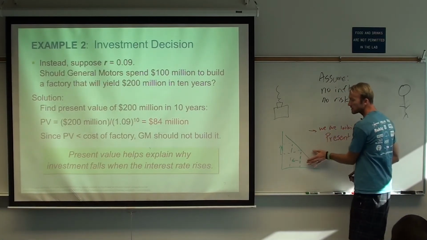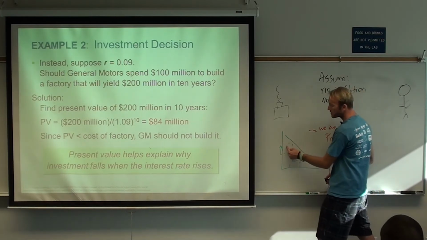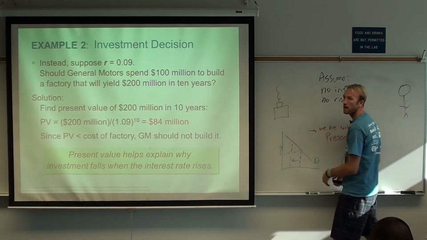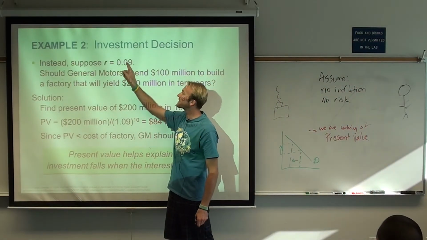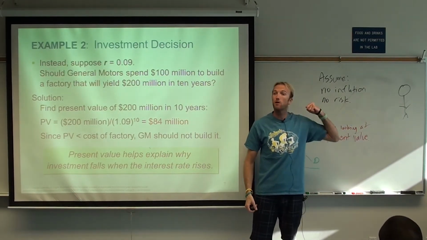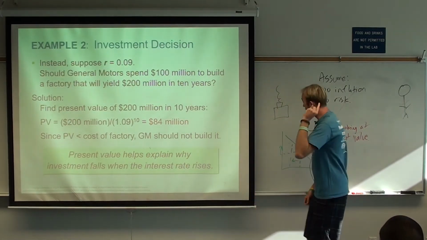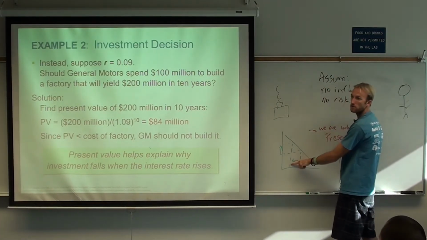Right? We saw this with the demand curve last week when we were doing the market for loanable funds. As the interest rate goes up, the quantity goes down. This is what happened in this example. The interest rate went from 6% to 9%, and all of a sudden General Motors says, I'm not taking this loan anymore. That's an example of interest rate going up and then the quantity of loans going down.